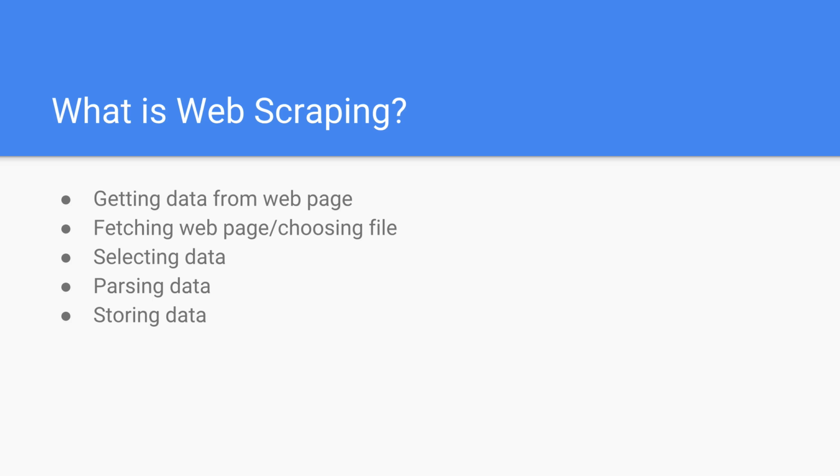So the first step typically is fetching the web page or choosing a file. We do so again through a URL or by downloading the page directly. Then we're going to read through that page and select the data that we want. Now, as we're bulk downloading the entire HTML, usually we don't want most of the page. There may be a specific set of data that we want. Often this is in the form of a table.